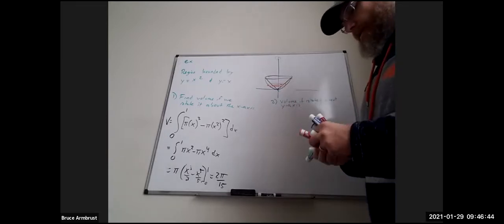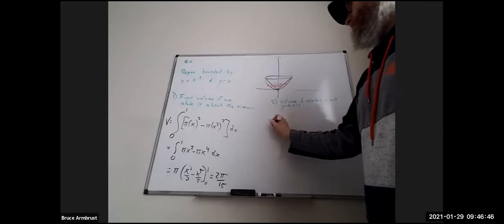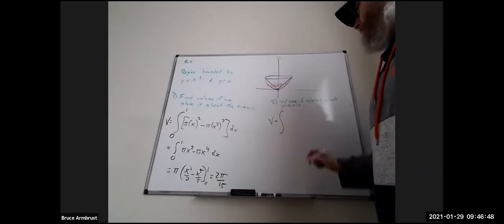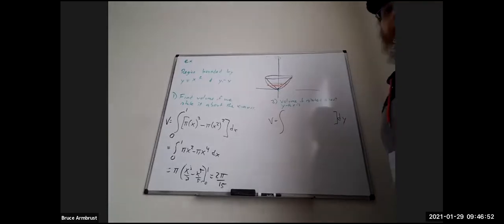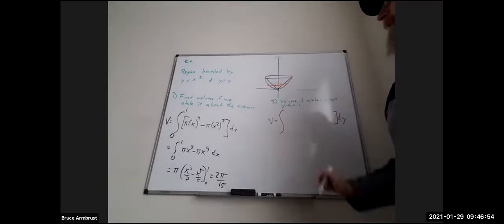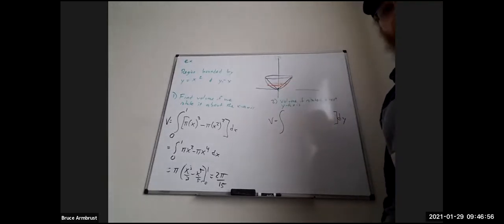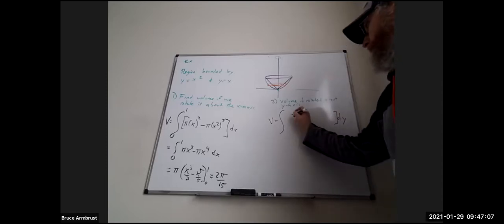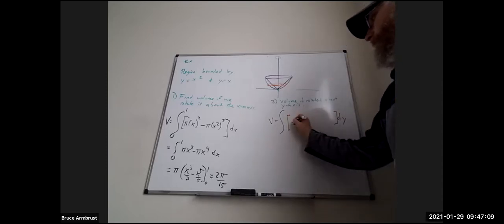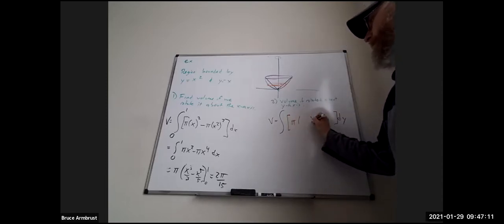So we're going to set it up very much the same. But now there's going to be a dy out here because our slices have dy thickness, which means that the functions that define our radii have to be functions of y. Okay, well, let's set it up the same way where we have the outer minus the inner.